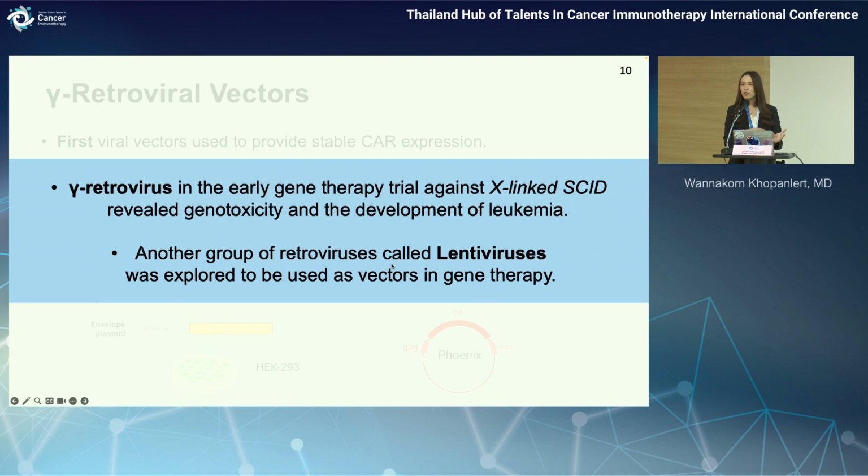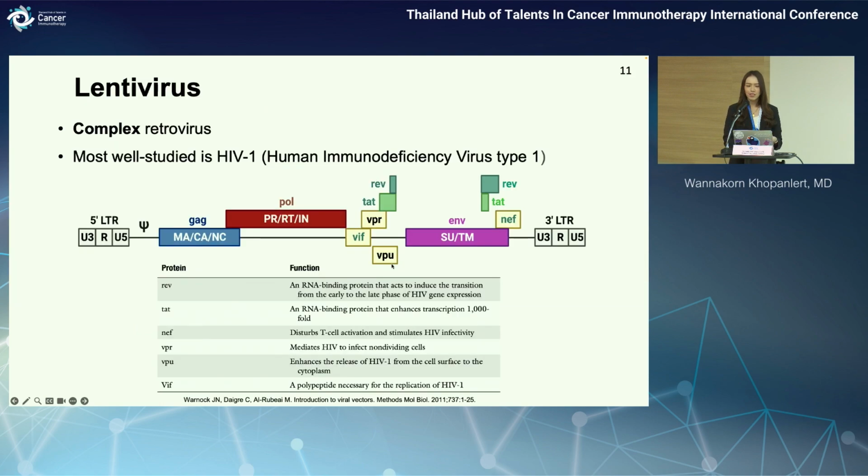However, in the early trials using gamma retroviral vectors, especially against X-linked SCID, they reported genotoxicity and the development of leukemia, which is not good, right? So that's why they tried to overcome the limitation by exploring another vector, what we call lentiviruses, in gene therapy. So next is the lentivirus.